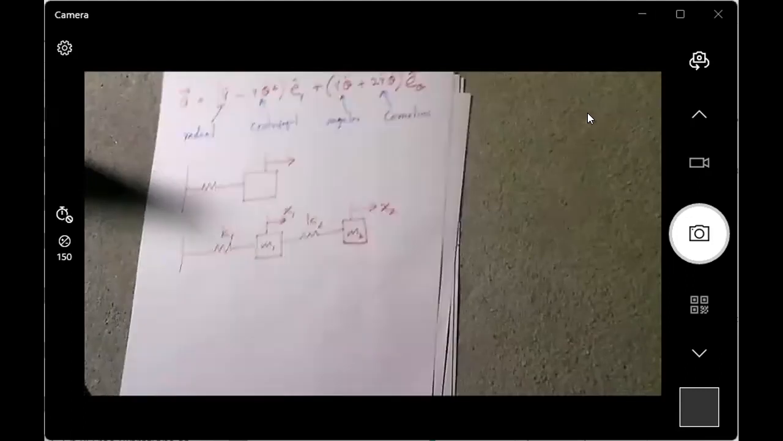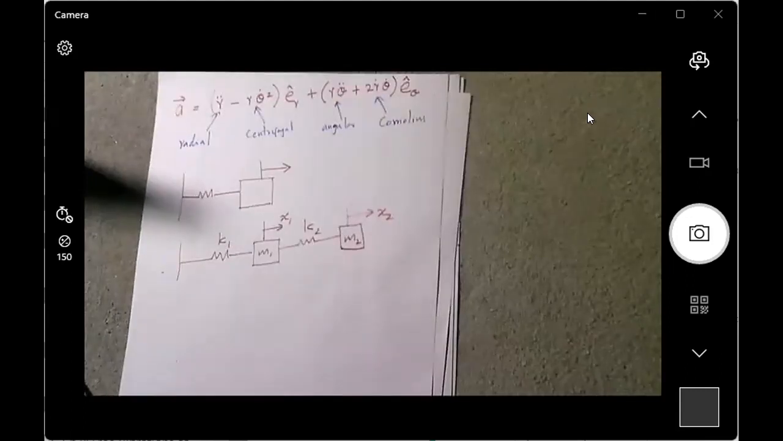Right. So degrees of freedom means how many independent motions a system can show, right? Now, as a simple example, if you take your arm, how many degrees of freedom are there? Can you count? How many degrees of freedom?